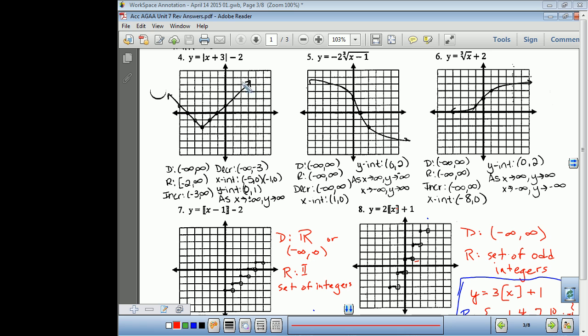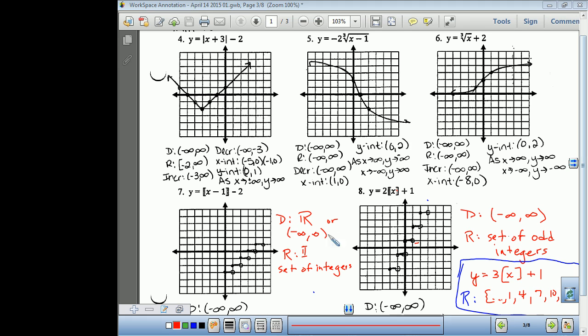These absolute value functions we could also write as piecewise functions, couldn't we? Yes. I remember doing that. On the next page.